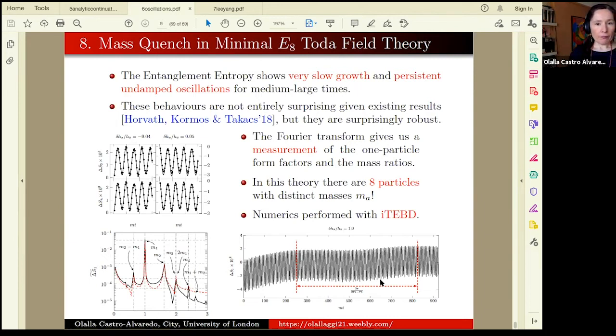So in this theory, there are 8 particles, as I said. In the Fourier transform, we only seem to see the first 4 just because the other 4 are a lot heavier. And it turns out, for example, that the sum of the masses of the first 2 particles is still smaller than the masses of the last 4, let's say.